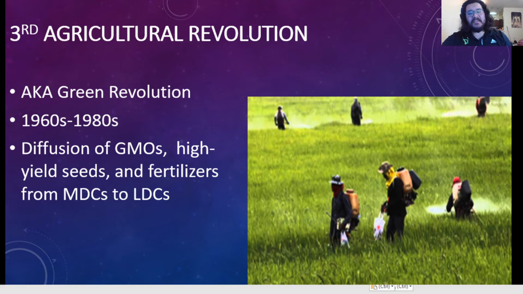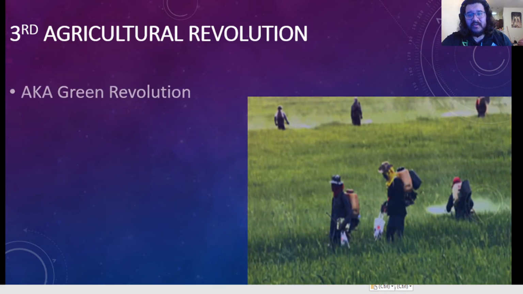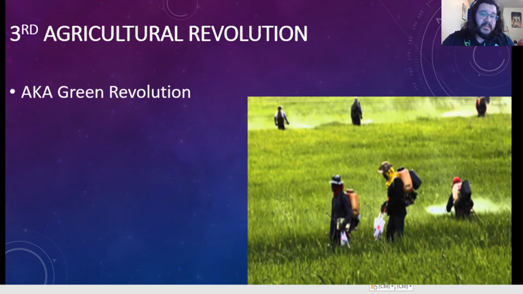So we have this diffusion of GMOs, high-yield seeds, and fertilizers, and the whole point is the same as the revolutions before it: to increase the yield of agricultural practices in order to keep supporting and improving upon carrying capacity so that we can keep supporting human populations. Second agricultural revolution, we're barely hitting 1 billion people in the world in 1800. By the time the Green Revolution comes around, we have a good 5 to 6 billion people on the earth, and we're still growing.